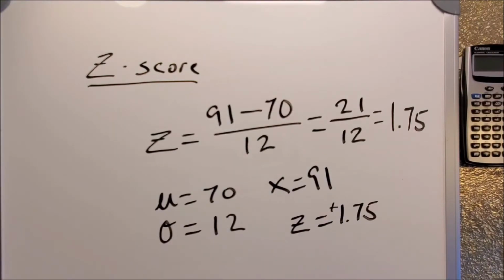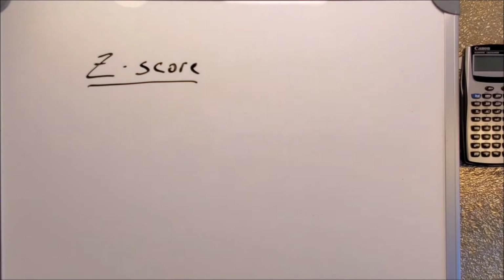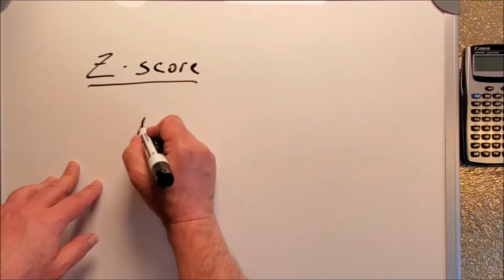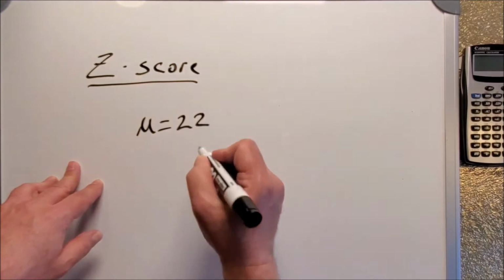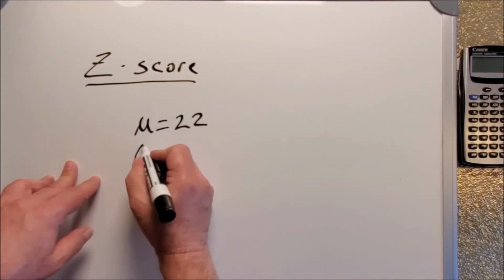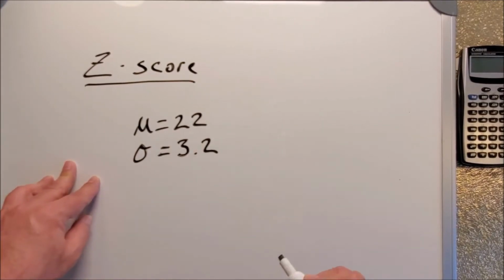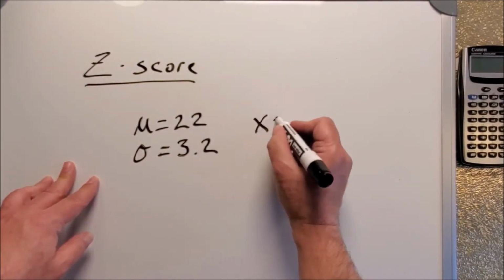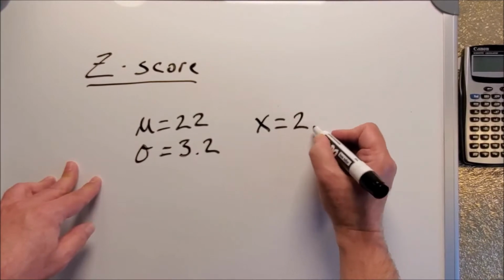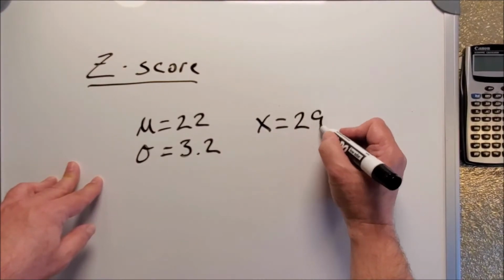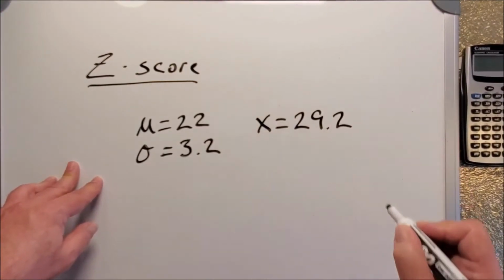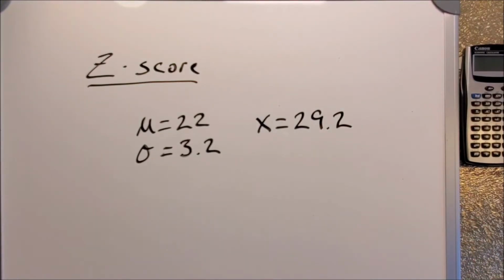Let's continue with a few more examples. Let's try it again. I hope you have that formula written down for Z-scores, because I'm going to write out the mean of a population and the standard deviation of that population. I'm going to ask you to solve for the Z-score of 29.2. Go ahead and try that. Pause the video, and then we'll do it together. Let's see what score you get.